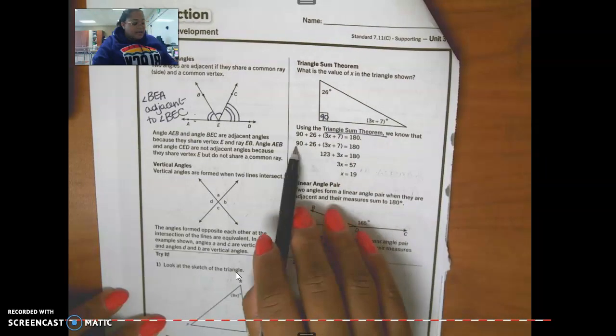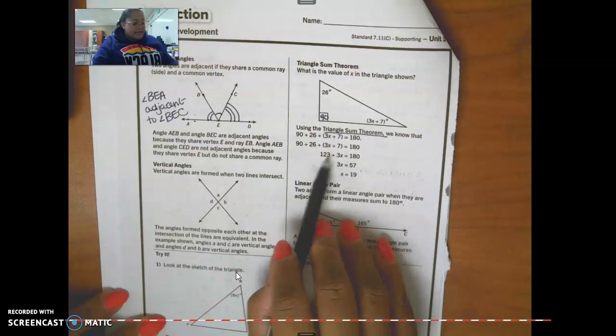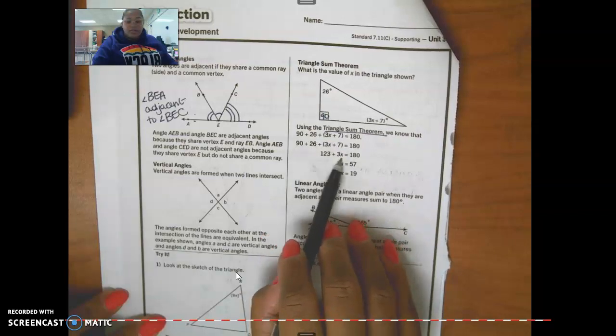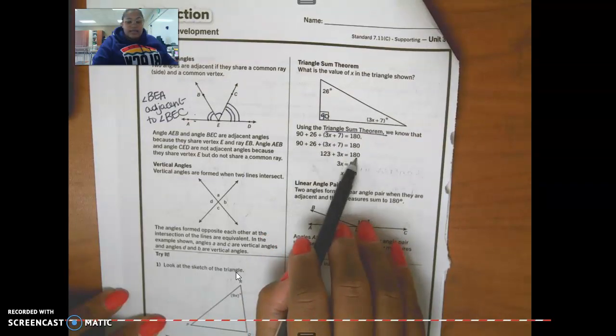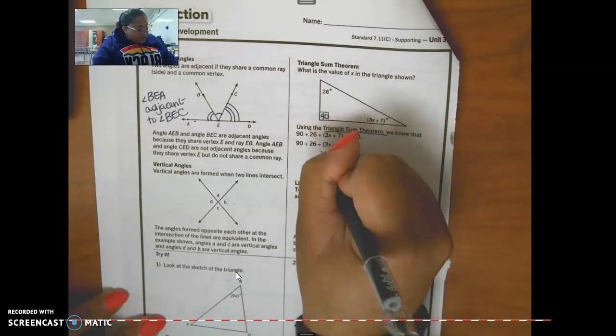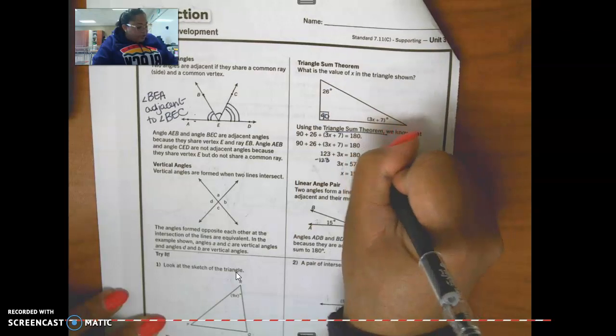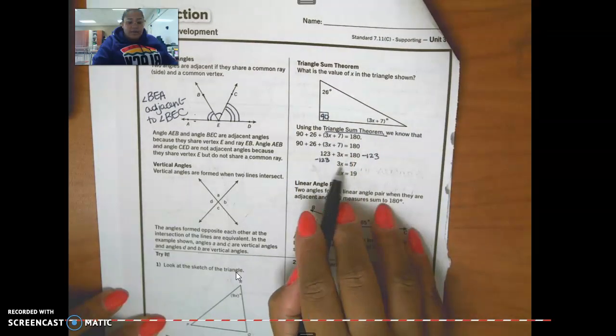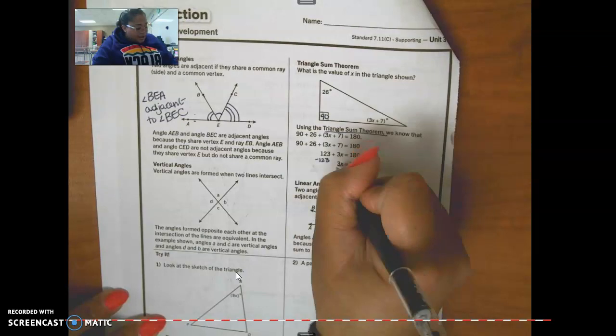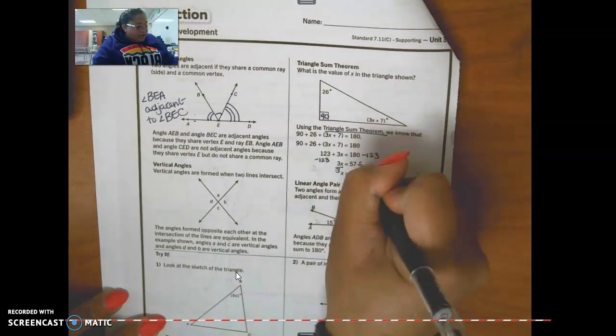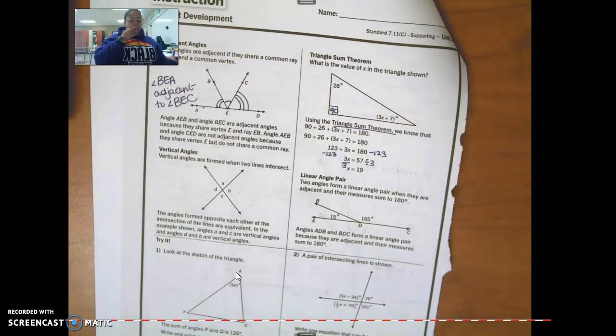They combine 90 and 26 and 7 and they get 123 plus 3x equals 180. Then they subtract 123 from both sides, so minus 123, minus 123, and then they're left with 57. Then they divide both sides by 3, divided by 3, divided by 3, and they get 19.